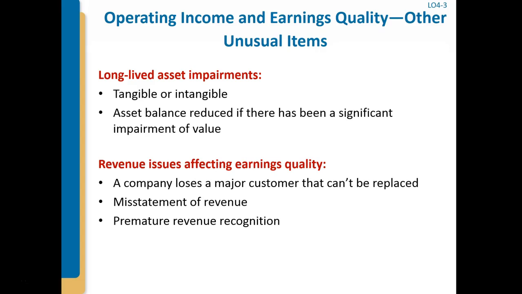Another issue affecting earnings quality is the intentional misstatement of revenue. Companies also misstate revenue by accelerating the timing of its recognition. This happens when companies record revenues before actually performing their obligations to the customer.